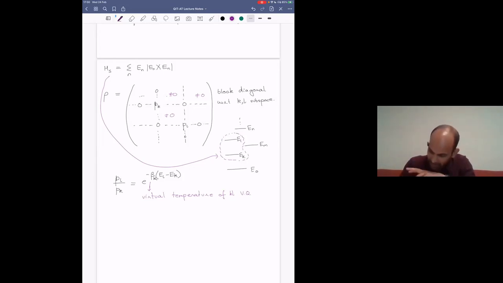Yes, so I am guaranteed that I can always solve this equation to get a beta, as long as EL is not equal to EK. There is always going to be a beta that gives me back the ratio of populations, because the ratio is a general real number, but the exponent of beta times a real number can be anything if we vary beta from minus infinity to plus infinity. So in this sense, I can define a virtual temperature very easily.